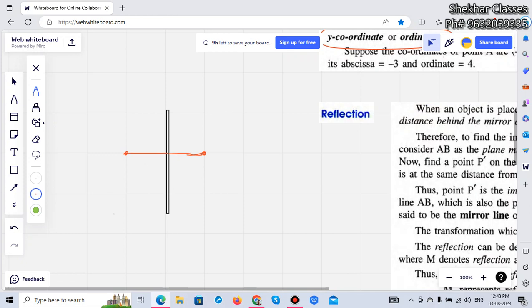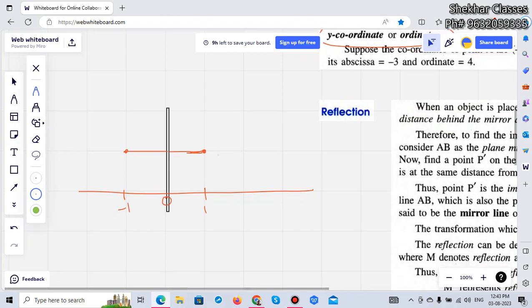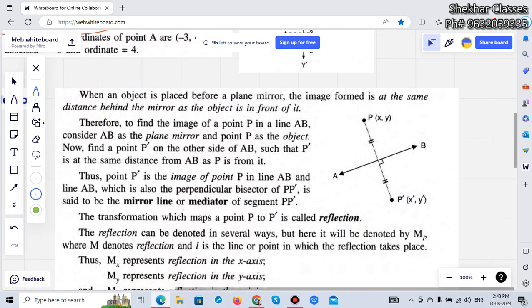So if you put the coordinate value here, if this is a mirror and this is 0, and this is 1, then will it not be -1? Got the point? So the image is formed behind the mirror, and you understand why it is so. Clear? So let's understand the reflection now.